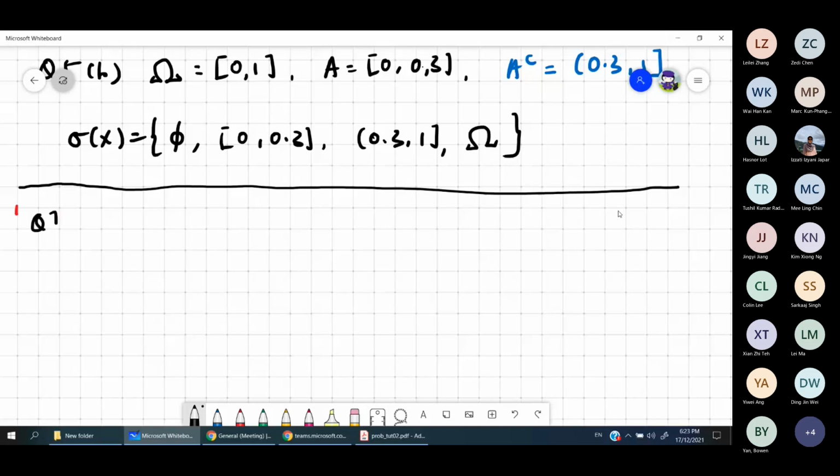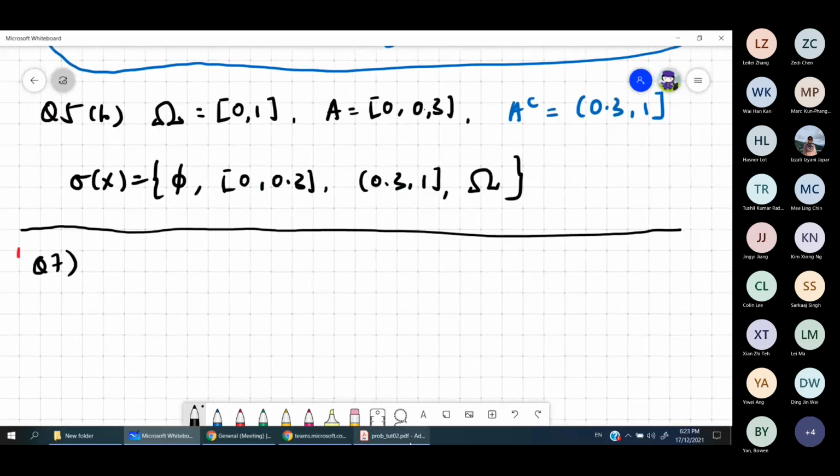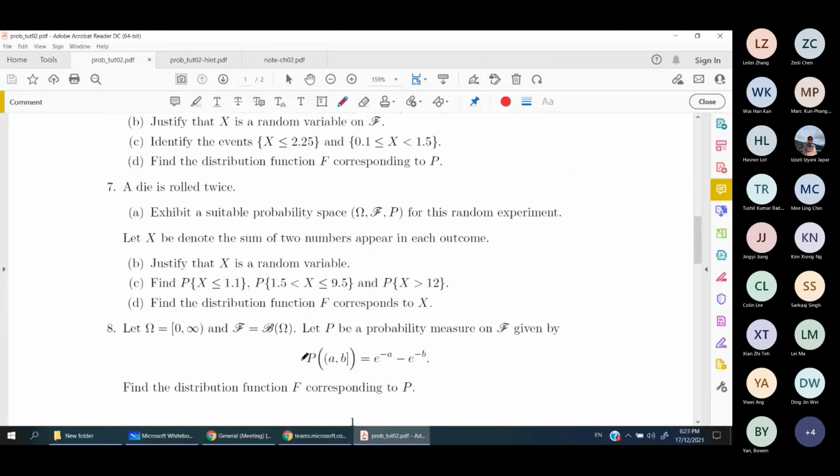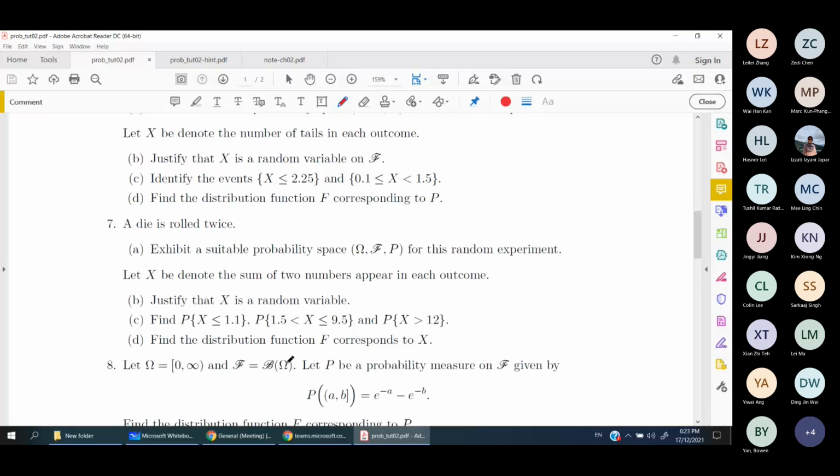Okay, so next we go to question 7. I think it's the same question. Question 7B. Okay, this one. Again, it's the same kind of question. We want to test whether X is a random variable or not. First of all, let's look at this. A die is rolled twice. So exhibit a suitable probability space omega, script F, P for this random experiment.